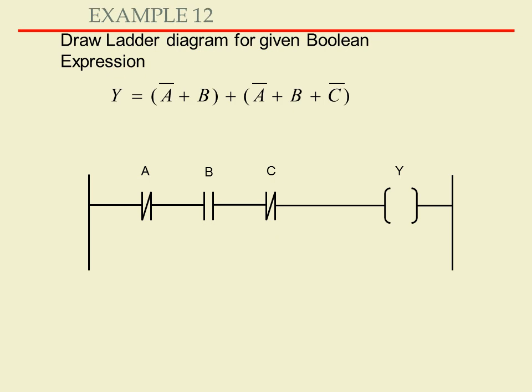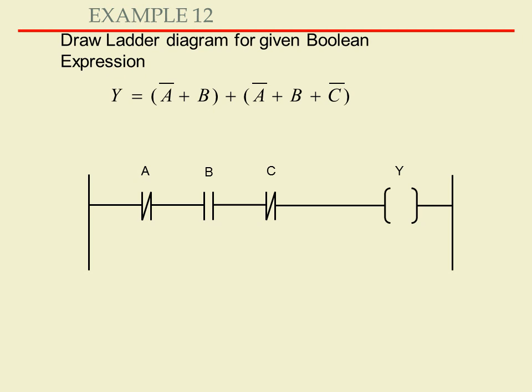Next example, Y is equal to A bar plus B, plus A bar plus B plus C bar. So we have to simplify this expression. How to simplify this? See, A bar plus A bar is A bar, then B plus B is B, and what is remaining is C bar.